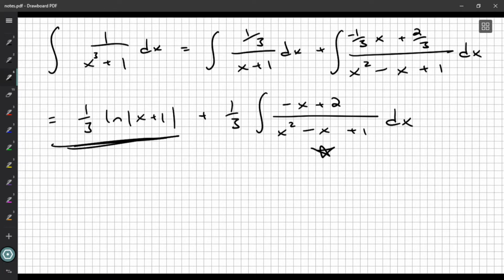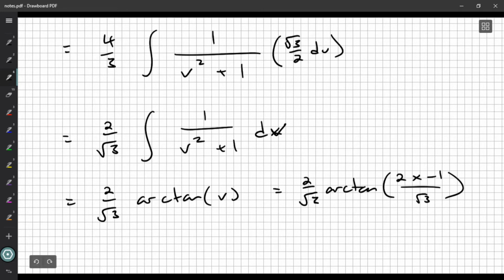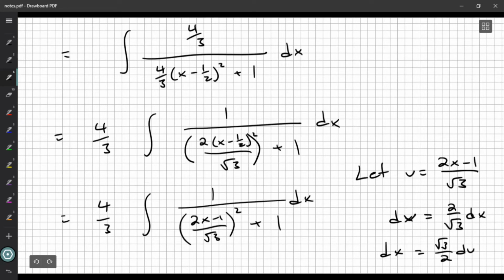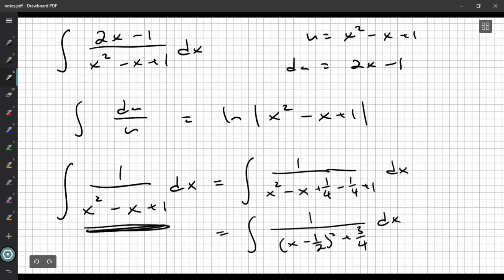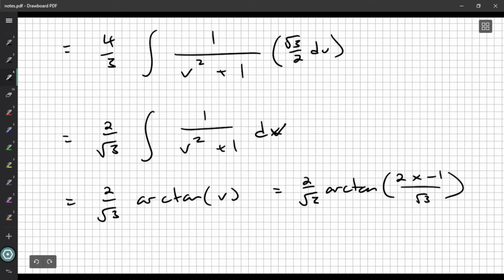Okay, so we're trying to integrate 1 over x cubed plus 1. All right, what did we have? Well, we had 1/3 ln x plus 1, and then plus 1/3 of our star. Okay. Plus 1/3 of star. So what was star? Okay, well, star was us trying to integrate this. And we took out a factor of -1/2. Okay, so we should add in a -1/2 in here.